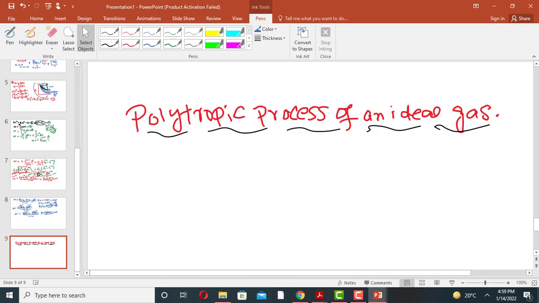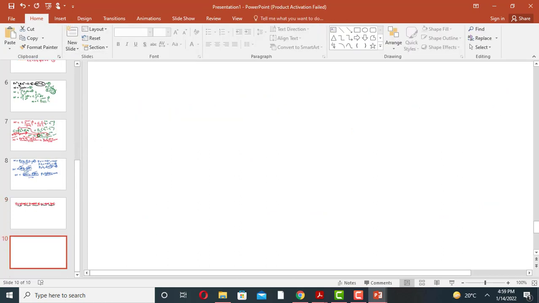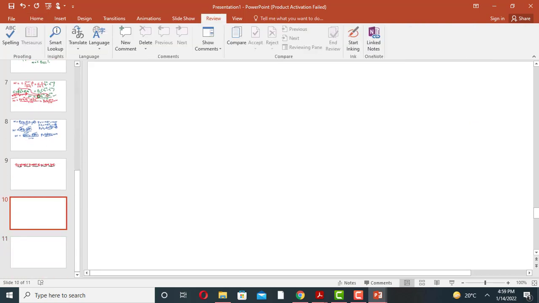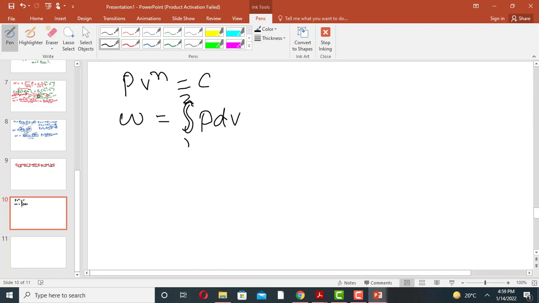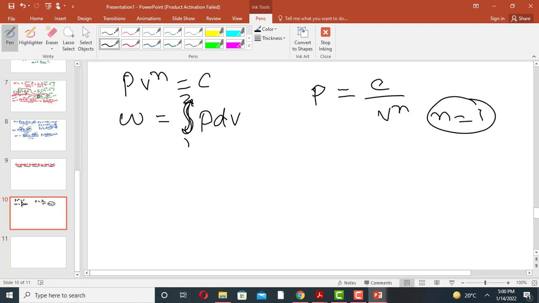Now, how can we obtain the isothermal work? Suppose from the previous case we know that PV to the power n is constant. We also know that work is equal to the integral of P dV from point 1 to point 2. So P is equal to C divided by V to the power n. When n is equal to 1, the process will be called the isothermal process.